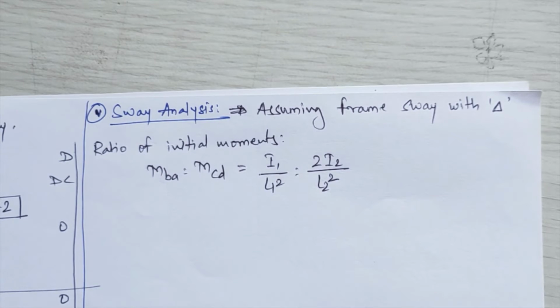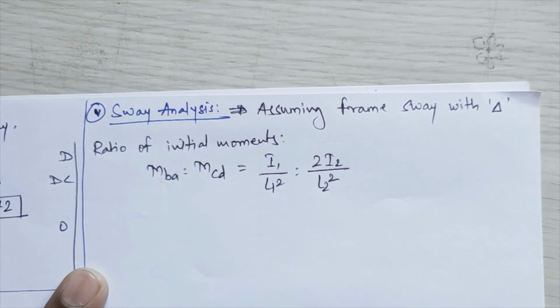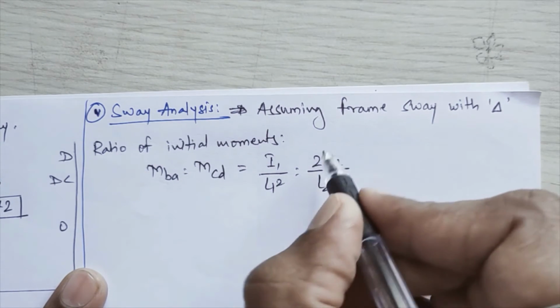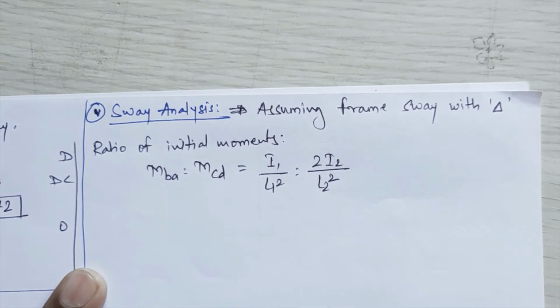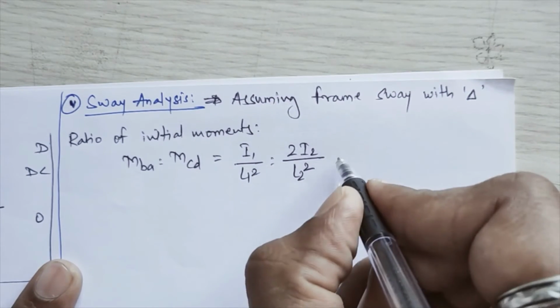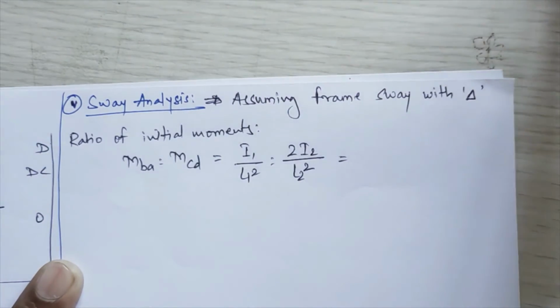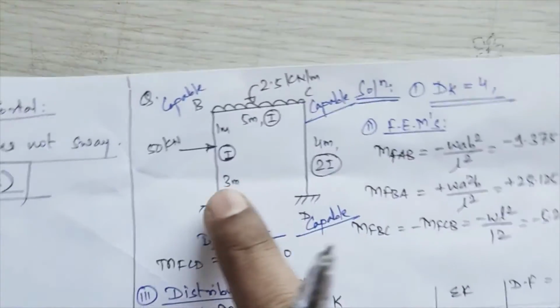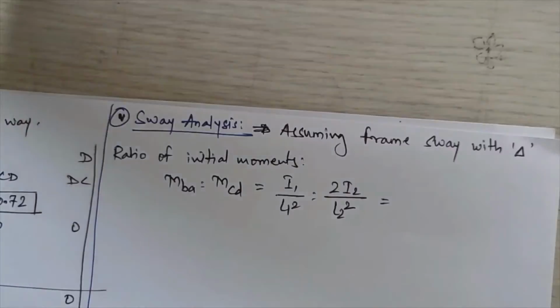For that you can refer to your previous lecture, where the hinged end has a value of 1, and the fixed end has a value equal to twice. So this ratio I get as I1 by L1 square is to 2I2 by L2 square. So I'll substitute the values here. The I for the BA member is given to you as I, and for CD it is given as 2I.